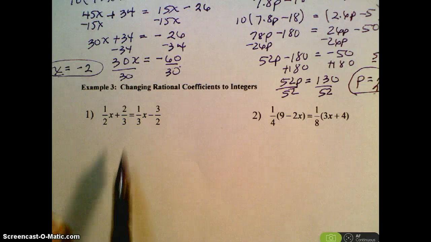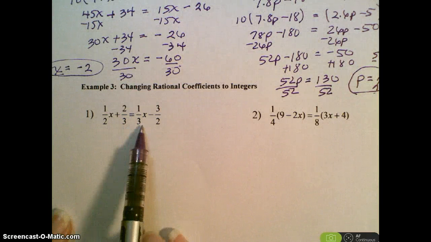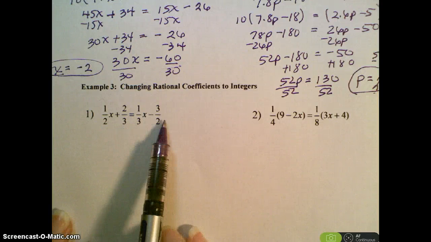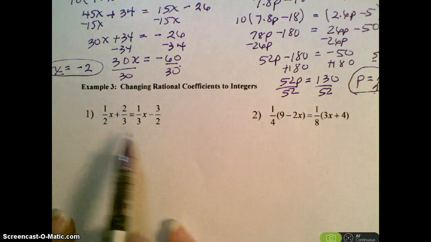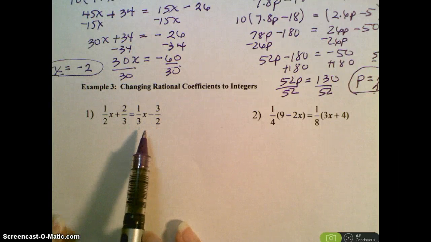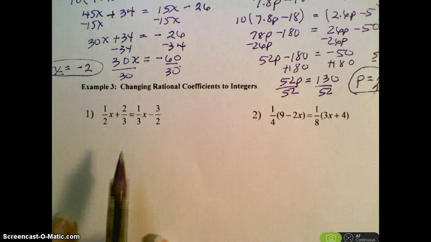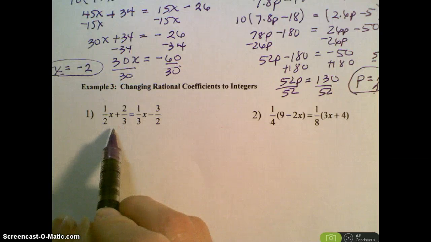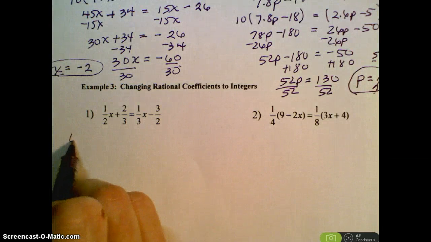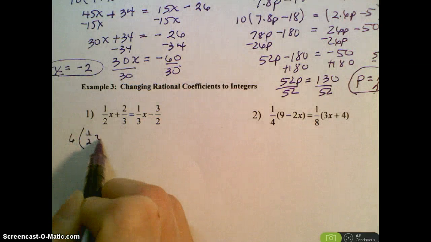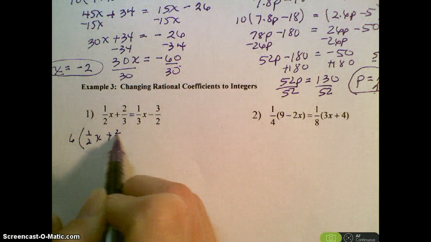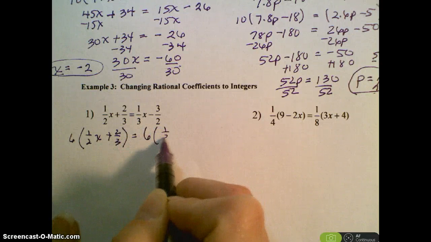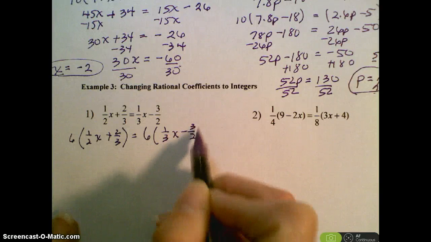Well, the strategy here is I'm going to look at the denominator of all these fractions. And my denominators here are 2 and 3. So what I want to do is multiply each side of the equation by the least common denominator. So the least common denominator between 2 and 3 is 6. So I'm going to take 6 times 1/2 x plus 2/3. And I'm going to also do 6 times 1/3 x minus 3/2.